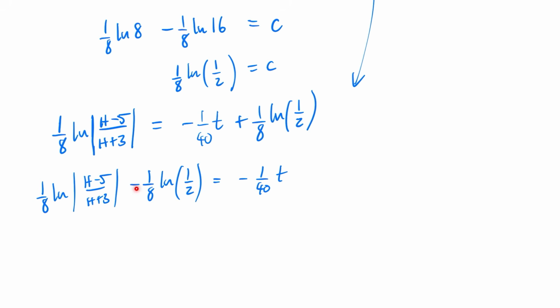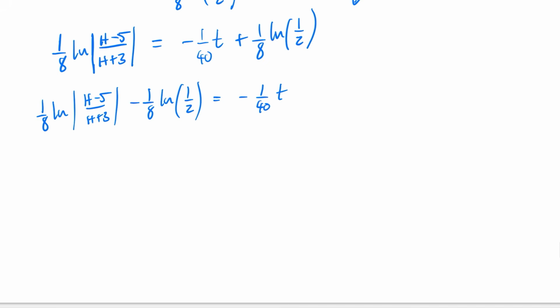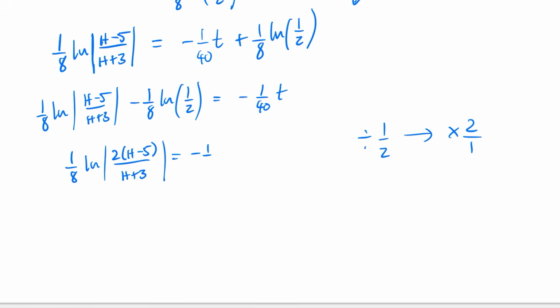Now, when you have this, you're subtracting two logarithms, which means you're doing this divided by a half. When you divide by a half, think of what dividing by a half is the same as. It's the same as multiplying by 2. So actually this thing is going to get multiplied by 2 because of the subtracting with the half. So it's going to be 1/8 ln of 2 times h minus 5 over h plus 3 is equal to minus 1 over 40t.